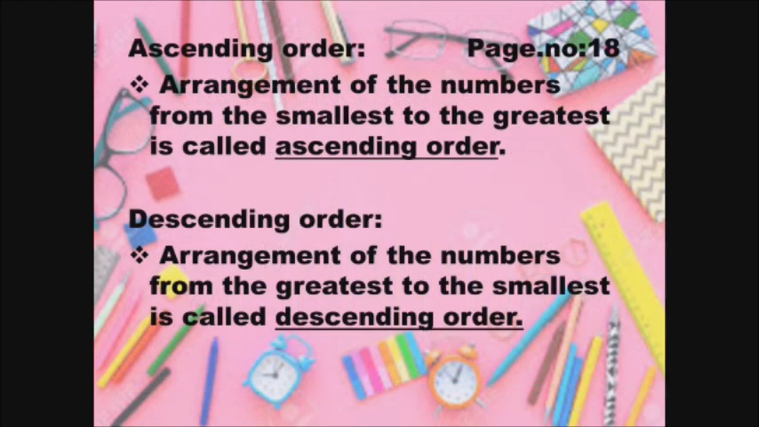Now we can see the definitions for ascending order and descending order. See here on page number 18, what is meant by ascending order? Arrangement of the numbers from the smallest to the greatest is called ascending order. Next, descending order. Arrangement of the numbers from the greatest to the smallest is called descending order.